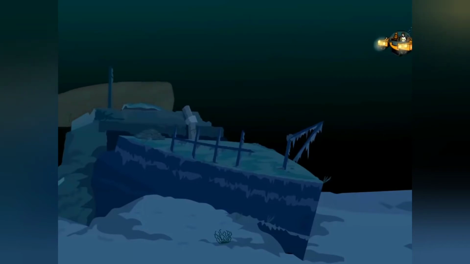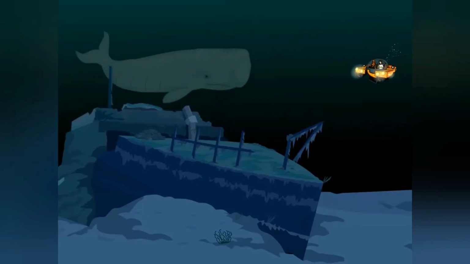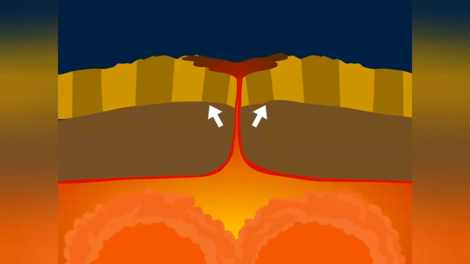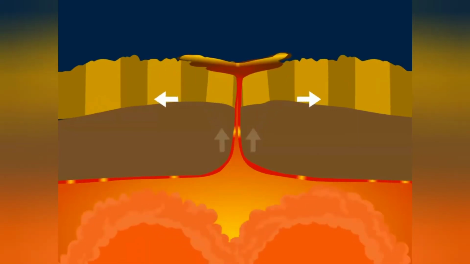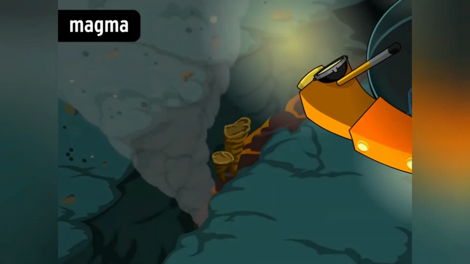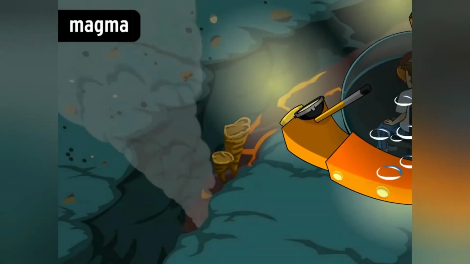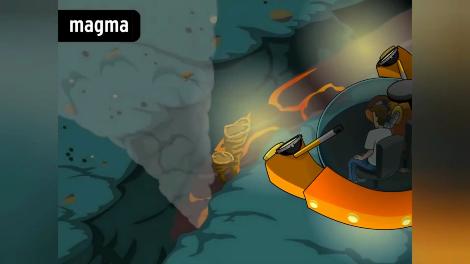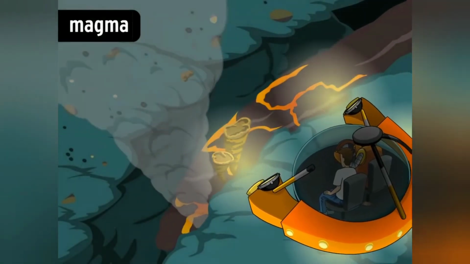Yep, and plate movement drives volcanic activity too. At divergent boundaries like the mid-Atlantic ridge, there's a gap in the lithosphere. So magma, molten rock from the mantle, is constantly pushing up along the boundaries. These are the most volcanically active places on Earth.